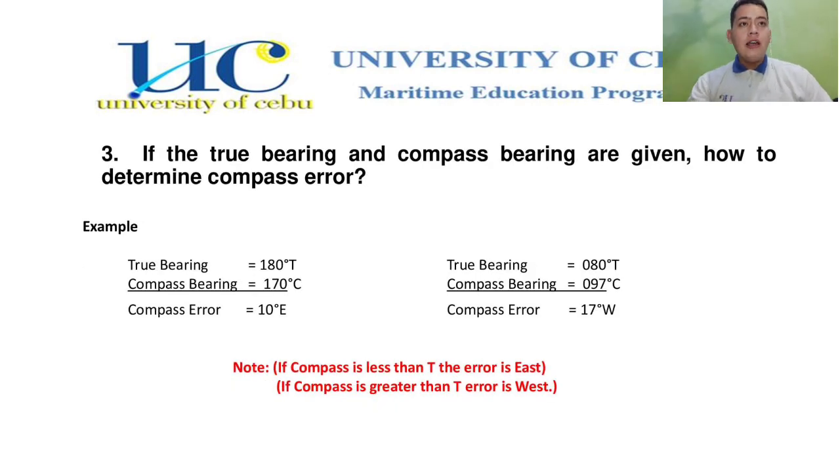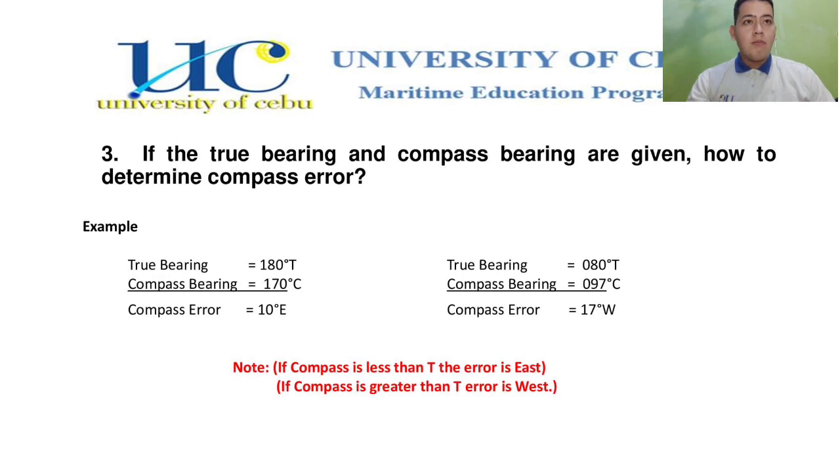Question number 3. If the true bearing and compass bearing are given, how do we determine compass error? To determine the compass error for a given true bearing and compass bearing, we should only subtract the two values. We should also keep in mind that if the compass is least, the error is east, and if the compass is best, the error is west.